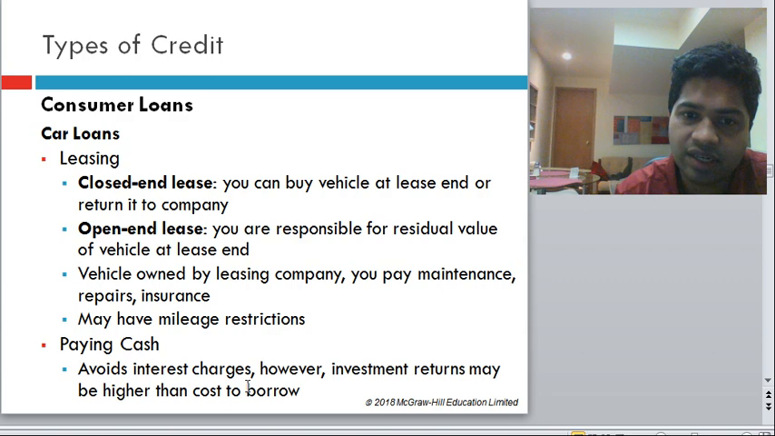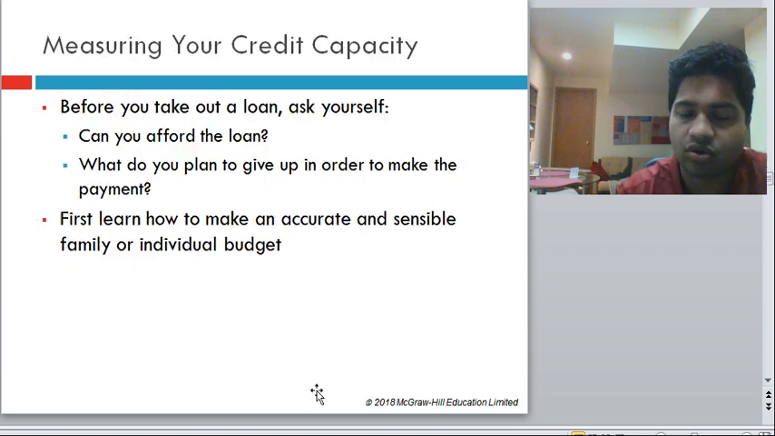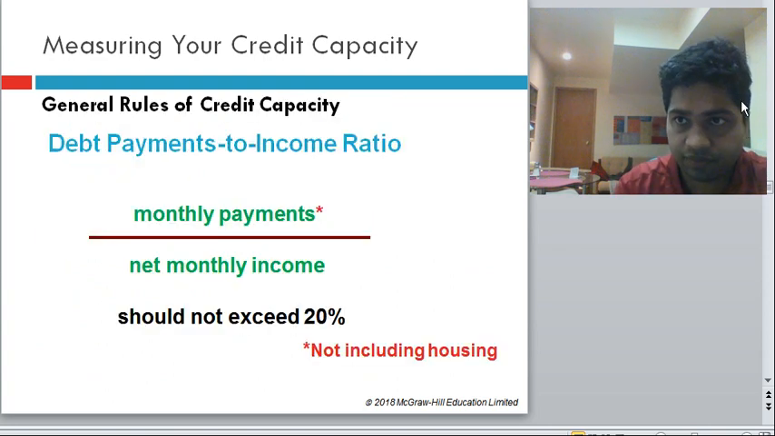Paying cash avoids interest charges. However, investment returns may be higher than the cost of borrowing. Before you take out a loan, ask yourself, can you afford the loan? What do you plan to give up in order to make payments? First, learn how to make an accurate and sensible family and investment budget, and then take on a loan.